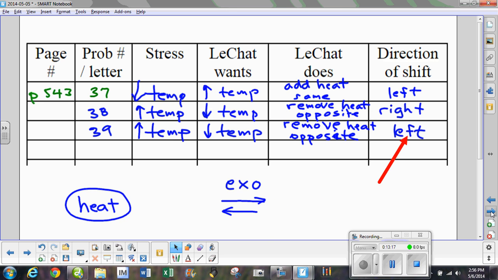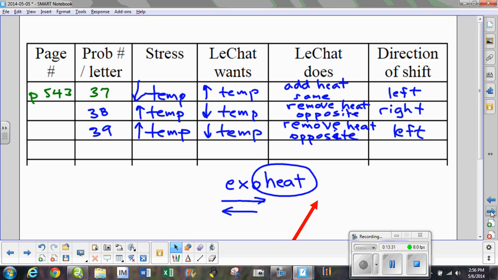It was an endothermic reaction, right? And because the heat was over here, opposite is a different direction for the shift. That's why this chart works so well, because it keeps your head on straight. It really does. Okay, let's go with 40.